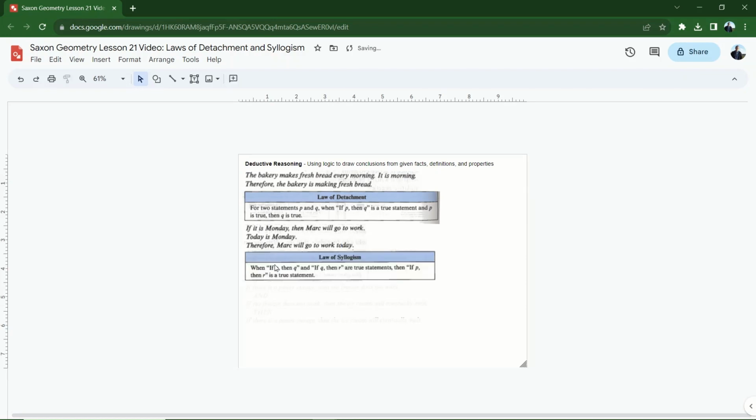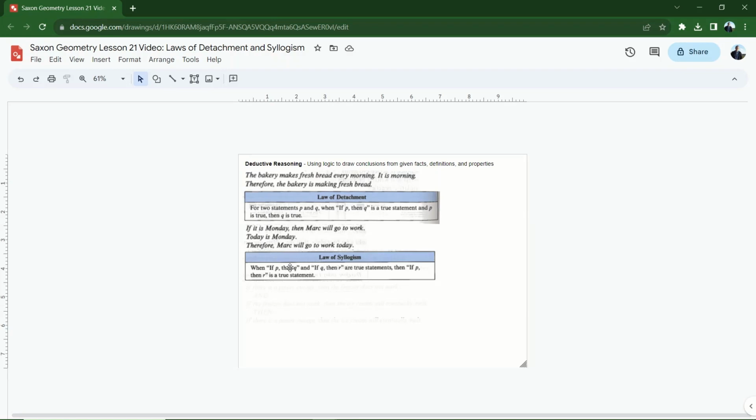All right, we have one more law, the law of syllogism. The law of syllogism relates three statements together. This is going to be a lot like the transitive property of congruence. So look at what this is. If P then Q is true, and then if Q then R is true, we've already deemed them true. This is deductive reasoning. So we've already established that these are true statements all the time. We're not looking for counterexamples. We know there are no counterexamples.